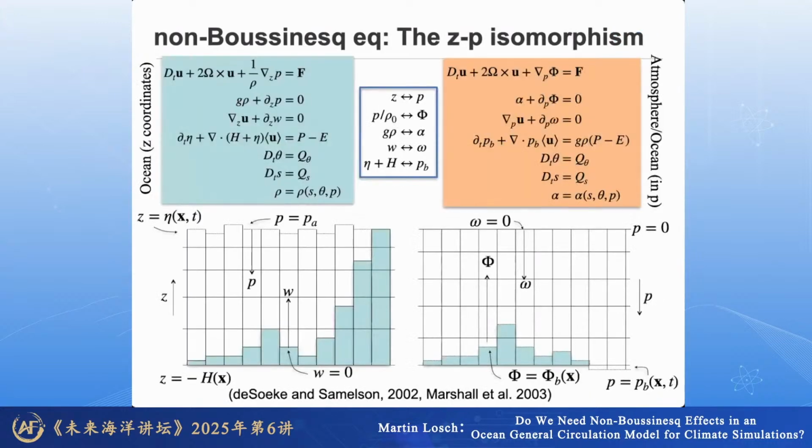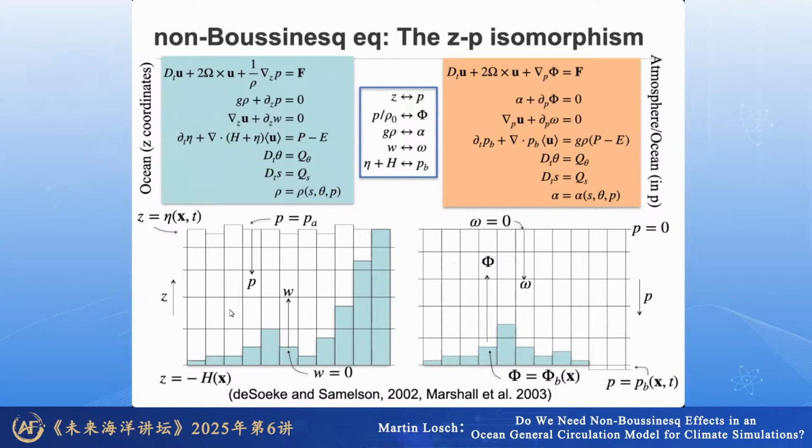And this is what, well, this is a bit confusing, but here you have these two sets of equations. On the left-hand side, it's the equation in z coordinate. On the right-hand side are the equations in p coordinates. Don't look at the details. I will go through this on the next slide.